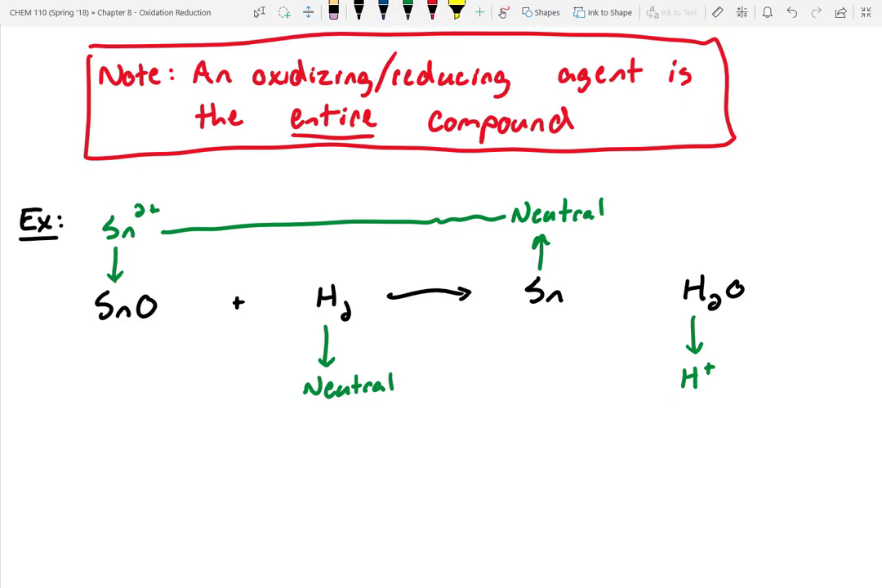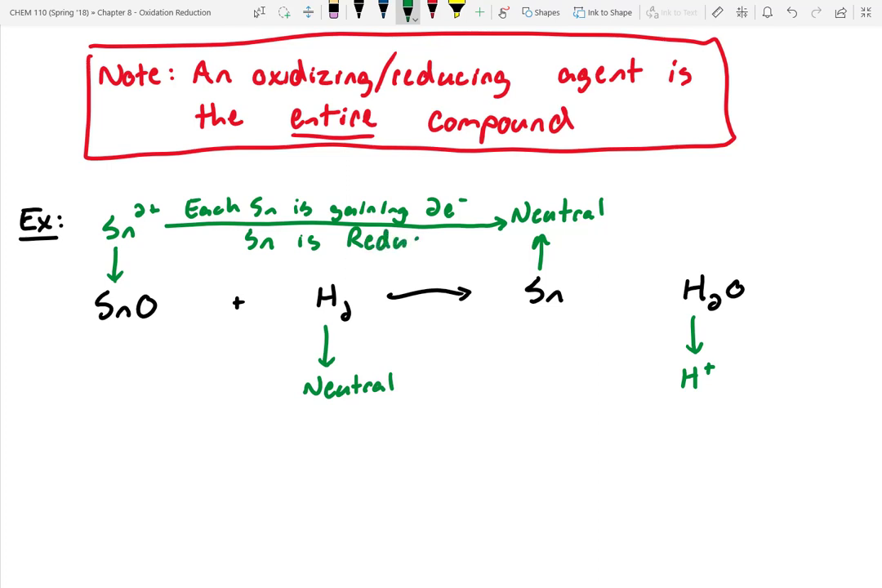Looks like we're going from tin 2+ to neutral tin. So are we gaining or losing electrons? Yeah, it looks like we're gaining, sorry. So each tin is gaining 2 electrons. Does that mean it's being oxidized or reduced? Reduced, exactly. So the tin atoms are being reduced.